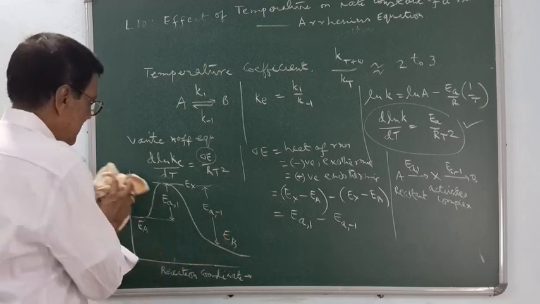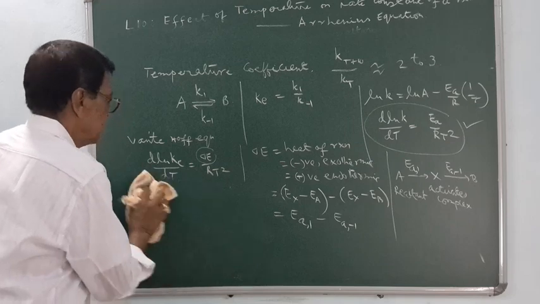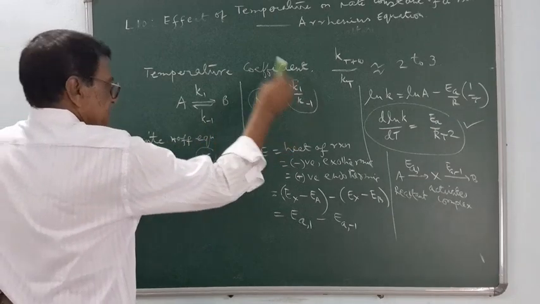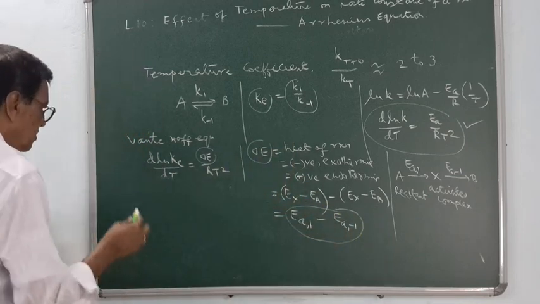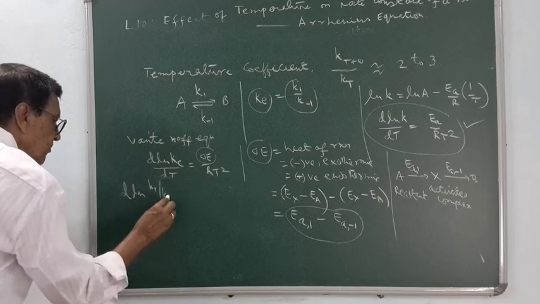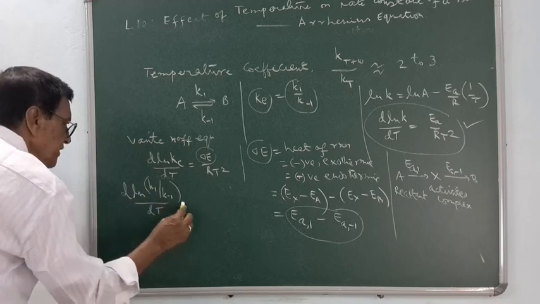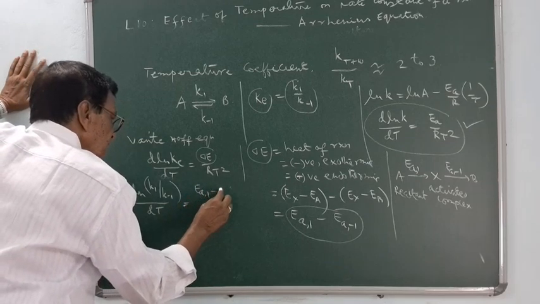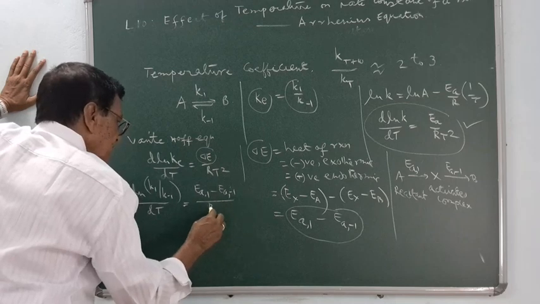It is the high energy hill the reactant molecules have to cross. Now you can put this value instead of this one, and this value instead of this one. And we have got d ln (k1 by k reverse 1) by dt equal to (EA1 minus EA reverse 1) divided by RT square.